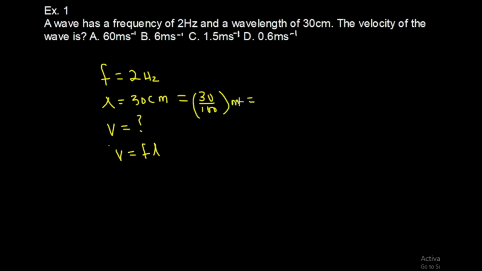30 divided by 100 gives us 0.3 meters, so we have 0.3 meters as our wavelength. Now we can plug into our formula and solve. Wave speed equals frequency times wavelength. What's our frequency? 2 hertz. So wave speed will be equal to 2 multiplied by 0.3, which is 0.6 meters per second, and that is option D.